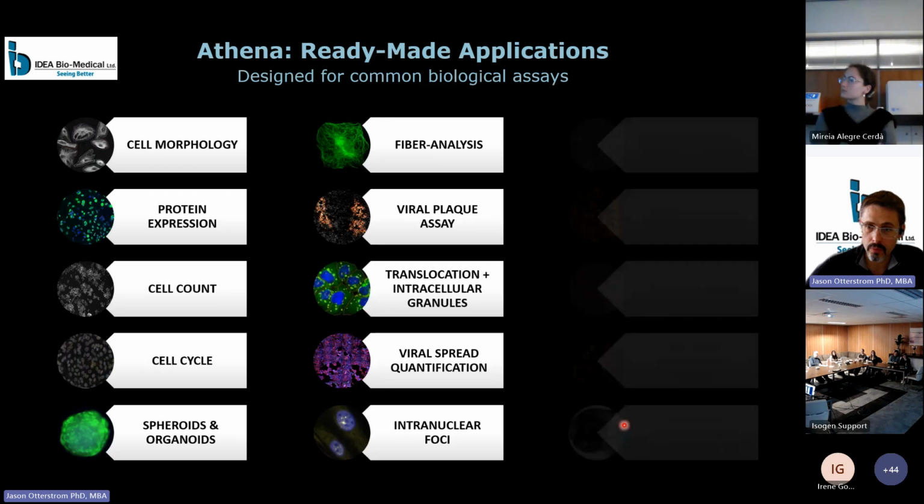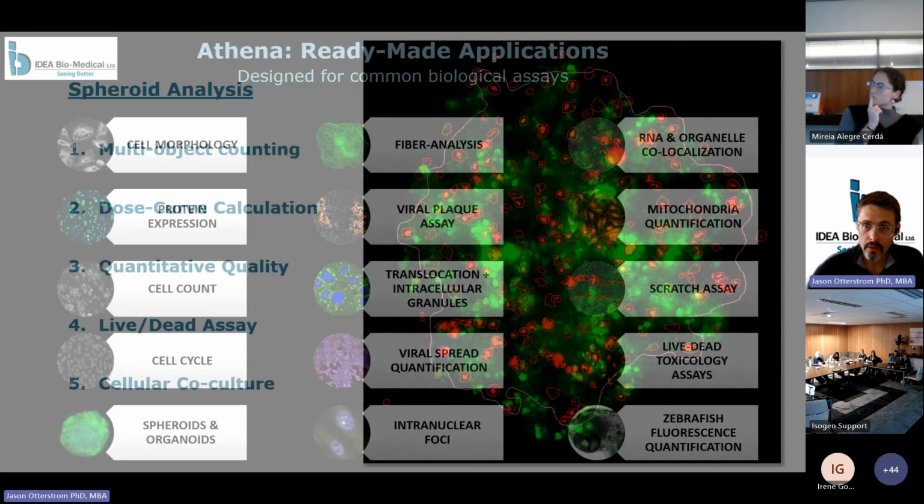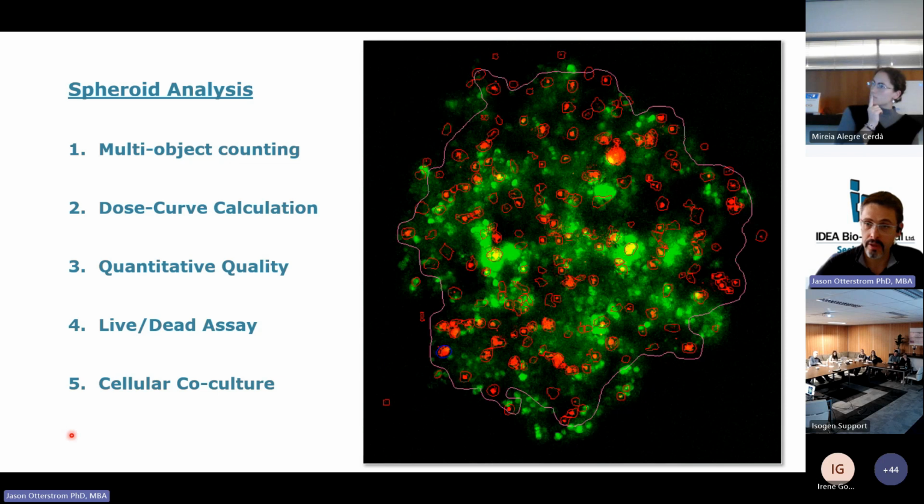So within Athena, we offer a broad range of applications that are ready to go out of the box and all included in the software package. Most of them are cell-based, given the history of high-content screening, but we do have specific applications relevant for the identification and measurement of spheroids and organoids.